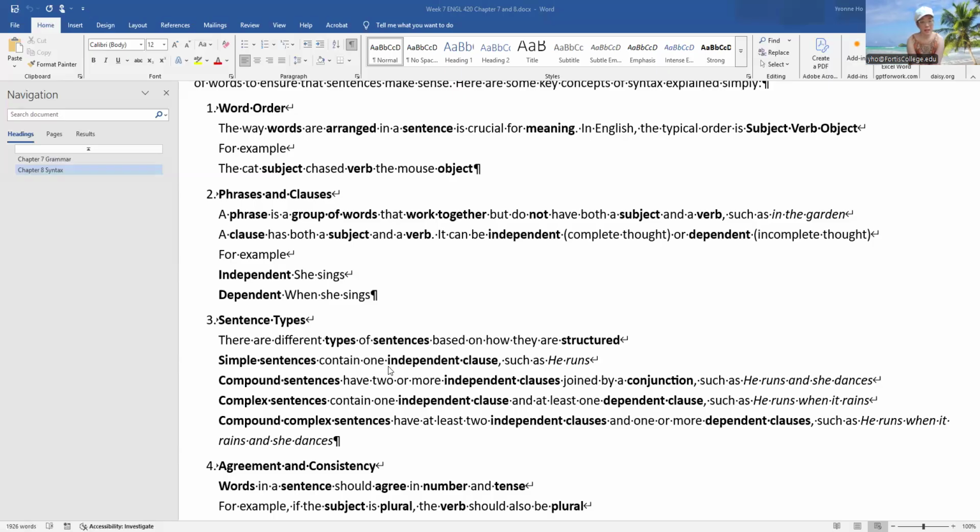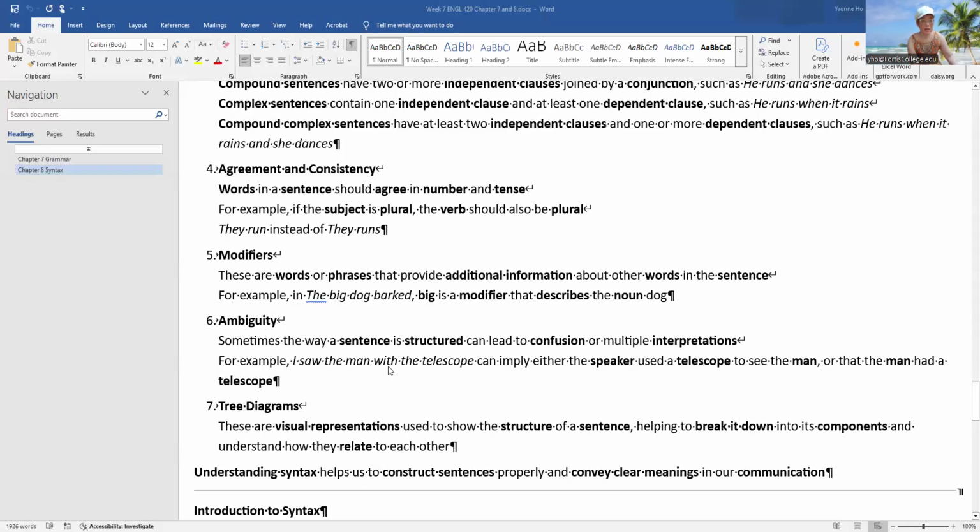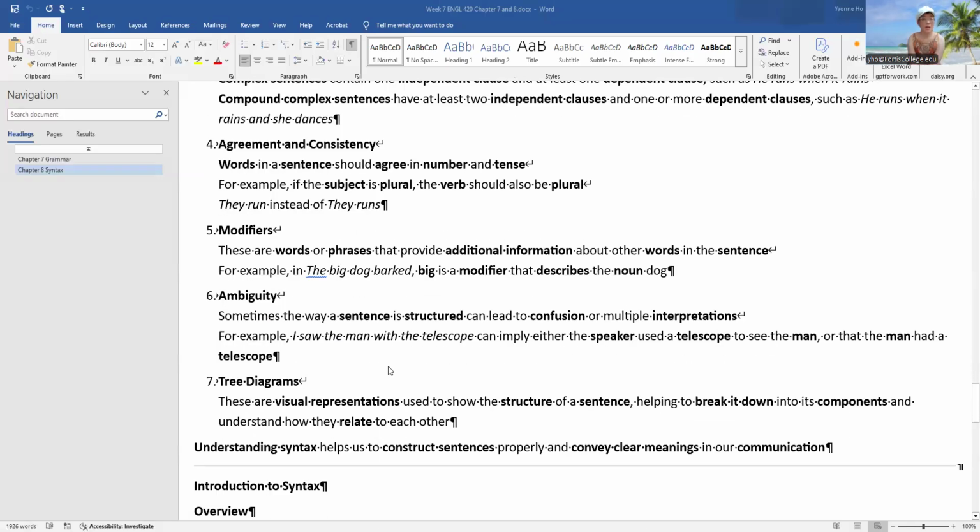Compound-complex sentences have at least two independent clauses and one or more dependent clauses, such as he runs, which is an independent clause. When it rains is a dependent clause, and she dances is an independent clause. So words in a sentence should agree in number and tense. If the subject is plural, the verb should be plural.